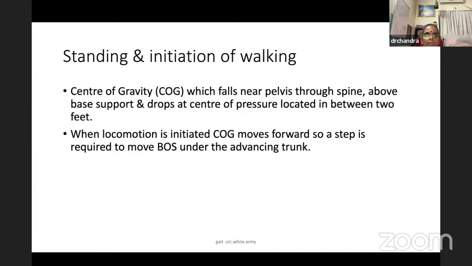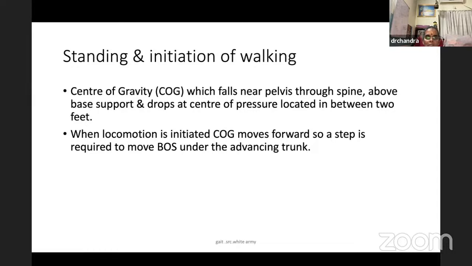So when we are standing, the center of gravity falls near the pelvis through the spine. And you have got a base of support and it drops at the center of pressure located between both feet. So the center of gravity falls near the pelvis through the spine, and the base of support drops at the center of pressure located between both feet in the midline. So this is needed for stable standing.